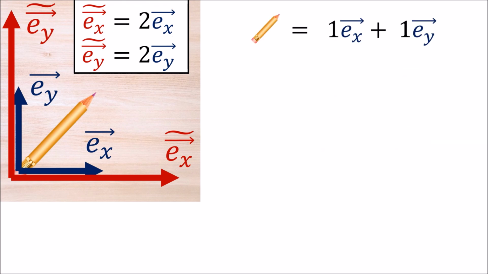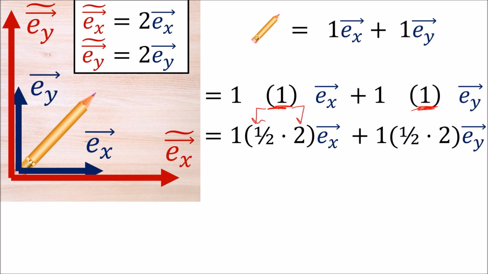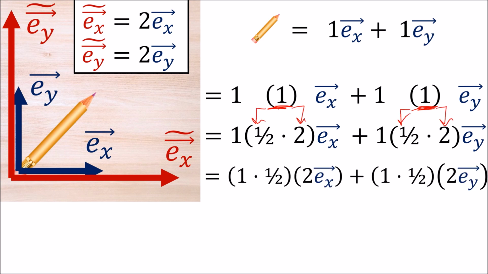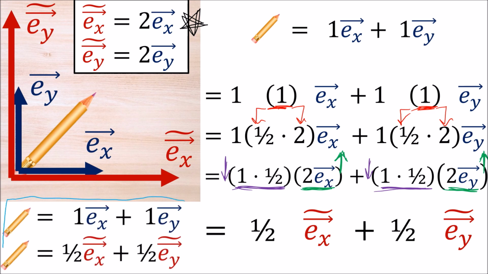If we write out the full expression for the pencil vector, we can do this again. We can insert the number 1 between the vector components and the basis vectors for both x and y. Then we can split the number 1 into 1/2 multiplied by 2. We find that the components shrink to half as big, and the basis vectors grow to be twice as long. And since the tilde basis is twice as long as the original basis, we can write 2 EX as EX tilde and rewrite 2 EY as EY tilde. The pencil is equal to both of these expressions because we are free to grow the basis vectors as long as we shrink the components.